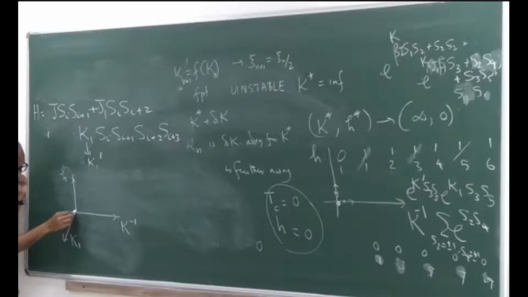The fixed point is in this k inverse, and let's say the fixed point for k1 is 0. If I start out here, I'm going to go away. If I start out here, I'm going to go away. If I start out here and go away, I'm in trouble.